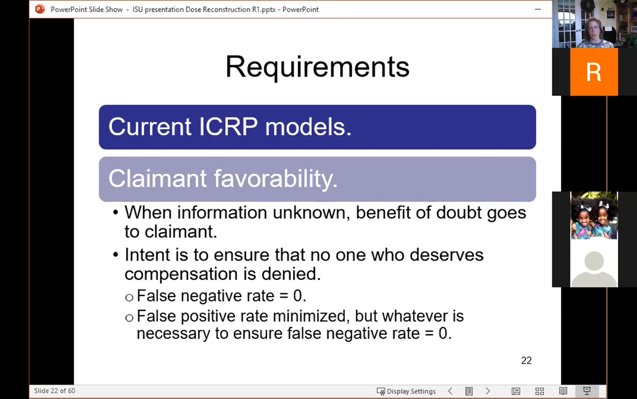So there are a number of requirements that are specified in the rule for how we do our dose assessments. One of those requirements is that we use current ICRP models, and claimant favorability is required. So when there's unknown information, the benefit of the doubt always goes to the claimant. The intent of that is to ensure that no one who deserves compensation is denied. So basically, they're looking for a false negative rate of 0, which means that we try to minimize the false positive rate, but there are definitely false positives when trying to get a false negative rate of 0.